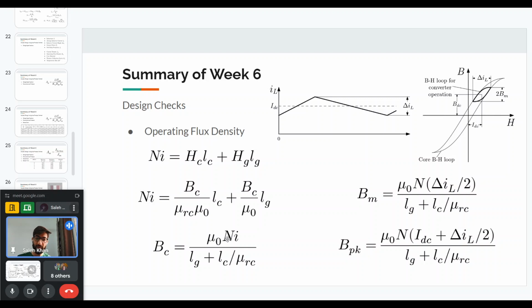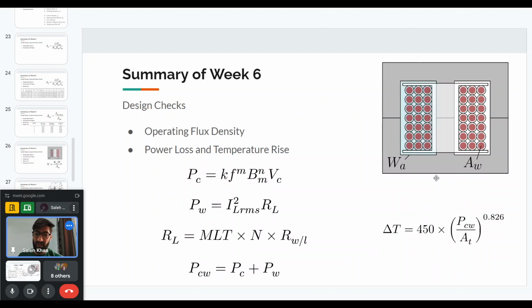Now, if you want to find the flux density related to the AC portion, which will give us the core loss, then we can find Bm by substituting delta I by 2 for I. And if we want to find the peak value of the flux density, then we'll substitute IDC plus delta I by 2, where the I term is here. So in this way, we can find different flux densities, whether the AC portion of the flux as well as the peak value of the flux density.